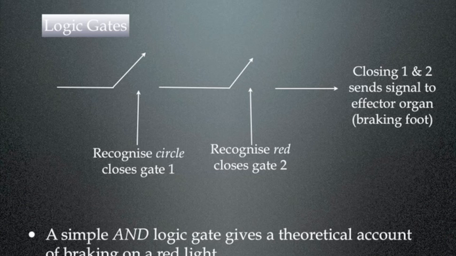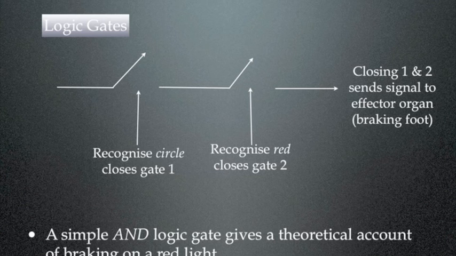The second step is the one I've got drawn in diagrammatic form, which is a series of switches. And these switches function as an AND gate. So it gives a theoretical account of braking on a red light. So you've got two processes, two switches which can be activated. The first one is activated when the circle is recognised, so that closes gate 1. And the second one is activated when the circle is recognised as red, that closes gate 2. So then a current can get through which sends a signal straight down to the effector organ, which in this case is your braking foot.